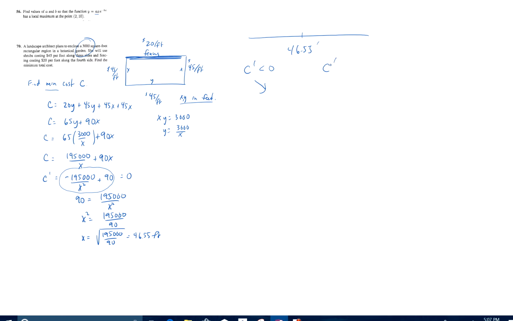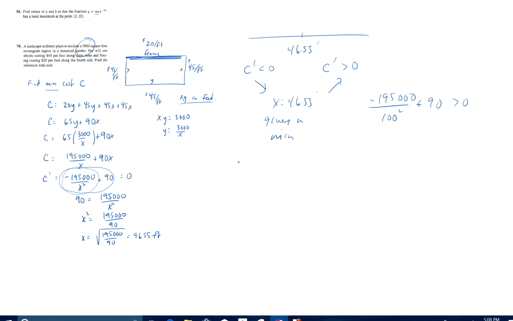Okay, and C prime, a number bigger than that, like say 100. So 100 squared is 10,000. So that's going to make this number less than 90, so it will be positive. Okay, verify those, don't just assume it. In other words, negative 195,000 over 100 squared plus 90 is positive. Therefore x equals 46.55 feet gives a minimum.